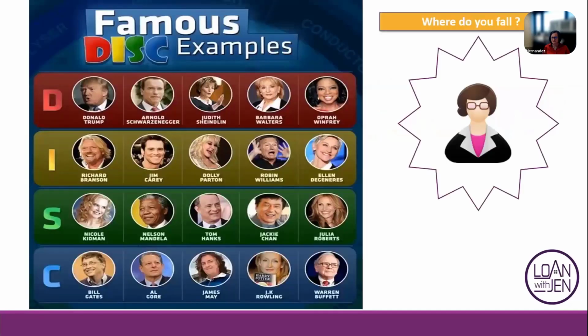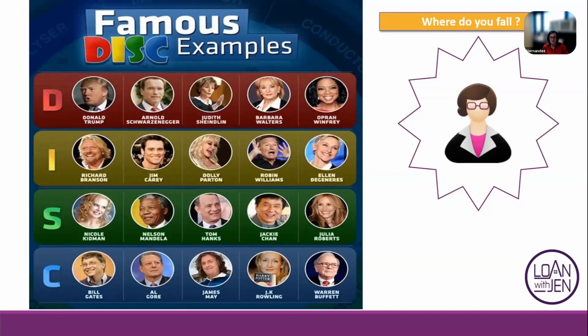This is just the very beginning. So before we get into it, a couple of examples. This is just fun. When you think of who a D is, that means dominant, like a driver, a really forceful person. So we've got some famous people that you should all probably know in the first line there. D's are Donald Trump, Arnold Schwarzenegger, Judge Judy, Barbara Walters, Oprah Winfrey.